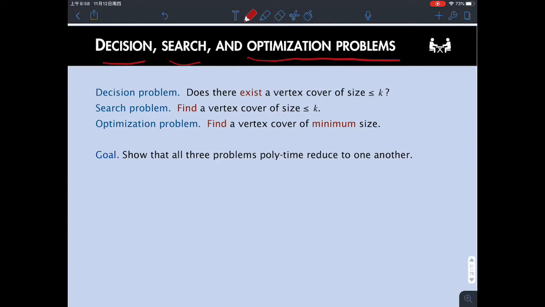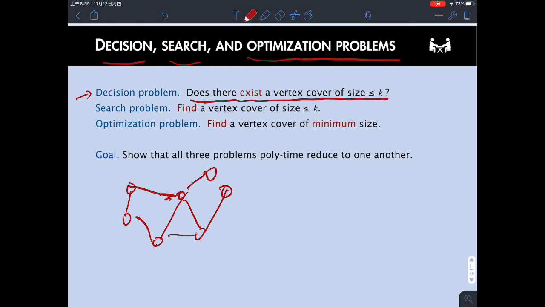Often when you are given a problem, say you want to be able to find a vertex cover, you could ask the problem in a number of ways, and those ways are interrelated, right? You can first ask the question, does there exist a vertex cover of size k? So this was the decision problem we referred to last time. The answer can only be yes or no, right?